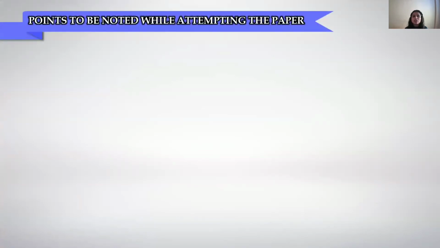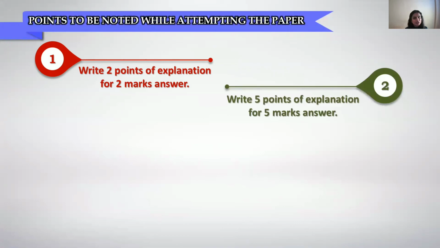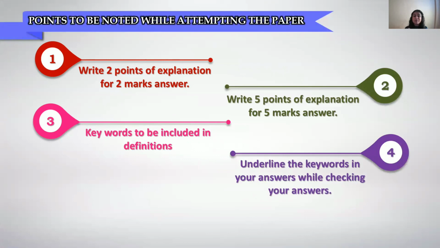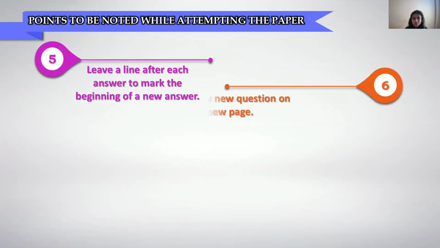Now, what are the points to be noted while attempting the paper? Write 2 points of explanation for 2 marks, and 5 points of explanation for 5 marks. Of course, this means the head points and their explanation. Keywords must be included in definitions; they must be a part of your definition. Underline the keywords. Leave a line after each answer to mark the beginning of a new answer. Also, it improves the presentation, right?